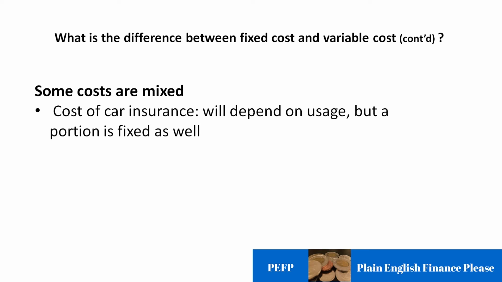There are costs that are a mix of fixed costs and variable costs. For example, in general, the premium you pay to insure your car will depend, at least in part, on the distance you are driving. Someone who uses their car every day and works on the road will usually pay a higher premium than someone who rarely uses their car.